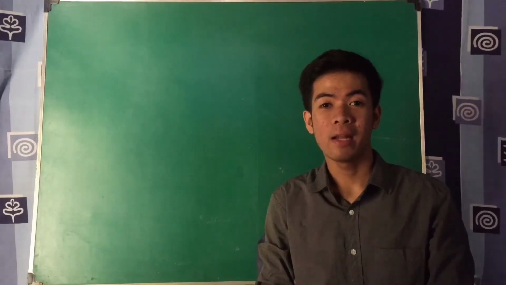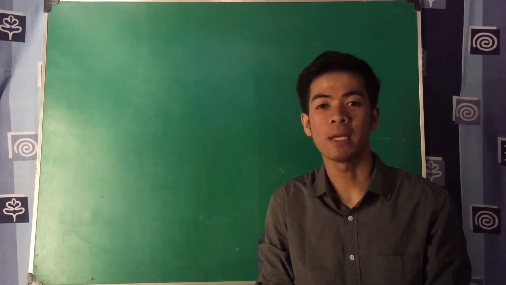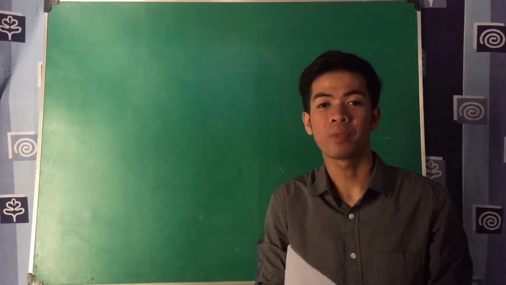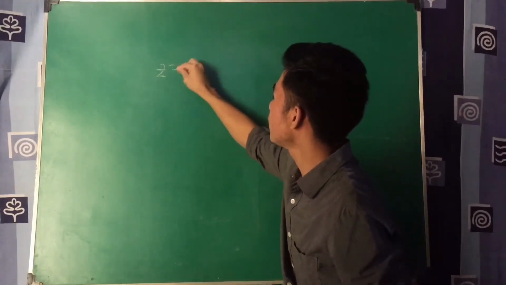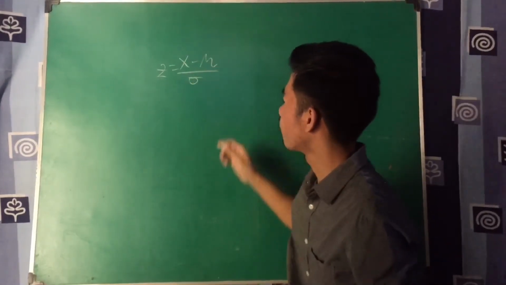Have you already understood our first topic? If you do, let's proceed to our second topic, and it's all about finding z-scores. In finding z-scores, it is important to know the given value, the mean, and the standard deviation. We use this formula. Z is equal to the given value minus mean over standard deviation.